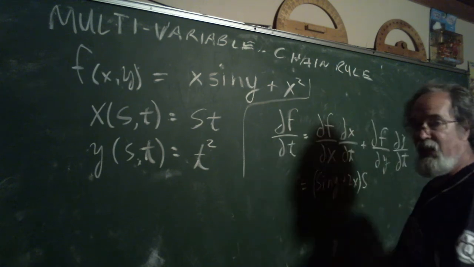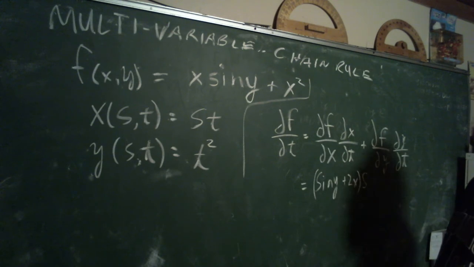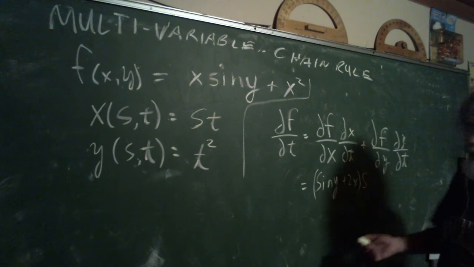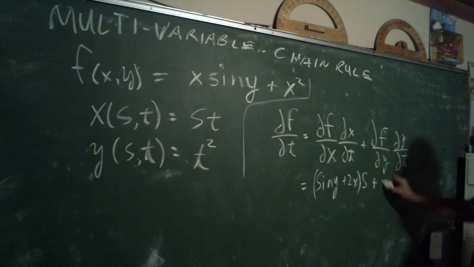But I can leave it like this. The book has their answers like this, because you're one step away from having this form where everything's s and t. So you don't have to write it all out. So plus, and I'm up to this stage now. Partial of f with respect to y, well, that's just x cosine y. And then that's times the partial of y with respect to t, which is 2t.